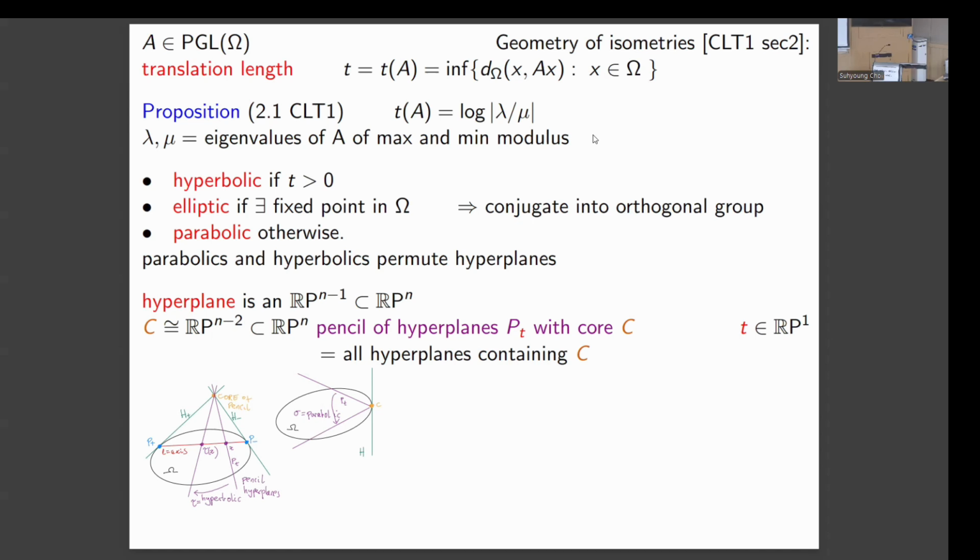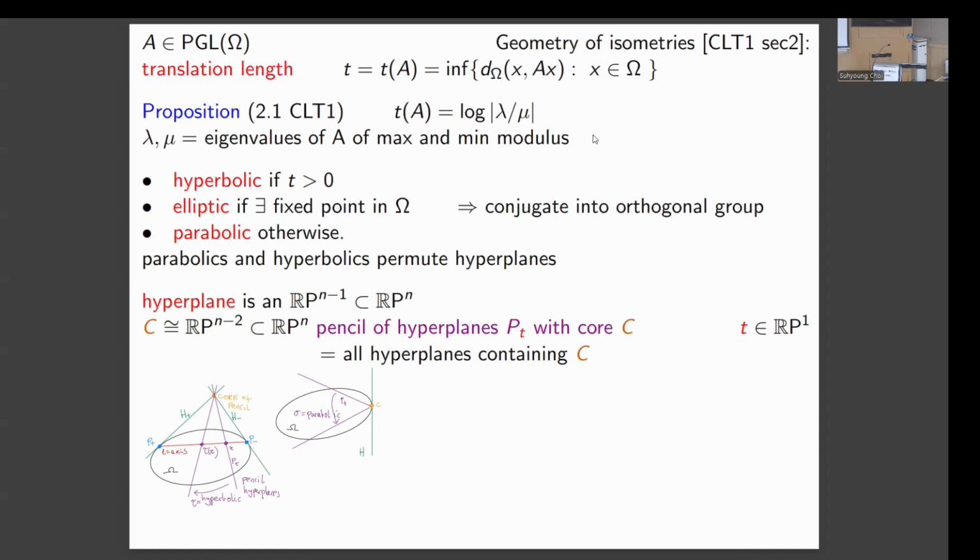Well, hyperbolics and parabolics permute a pencil of hyperplanes. So here I've got a domain omega. Here I've got a projective hyperplane of codimension 2 called C. And then I'm taking all the hyperplanes of codimension 1, projective hyperplanes that contain C. So that's called a pencil of hyperplanes. So for every point in the RP1, there's some hyperplane going through the core. And then the hyperplanes in this pencil that meet the domain omega, well, there's an interval's worth of them.